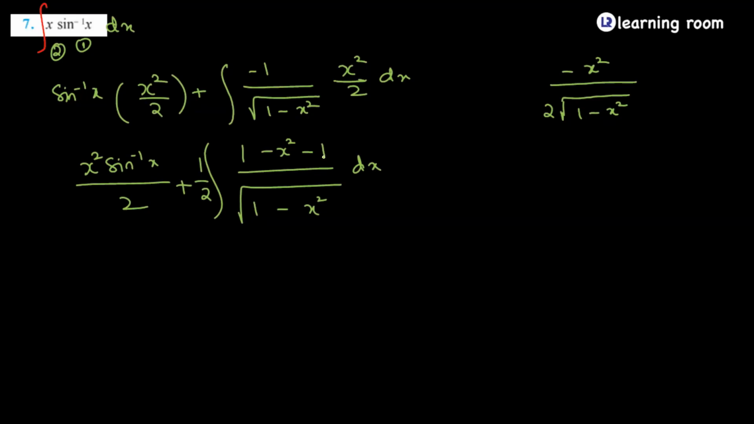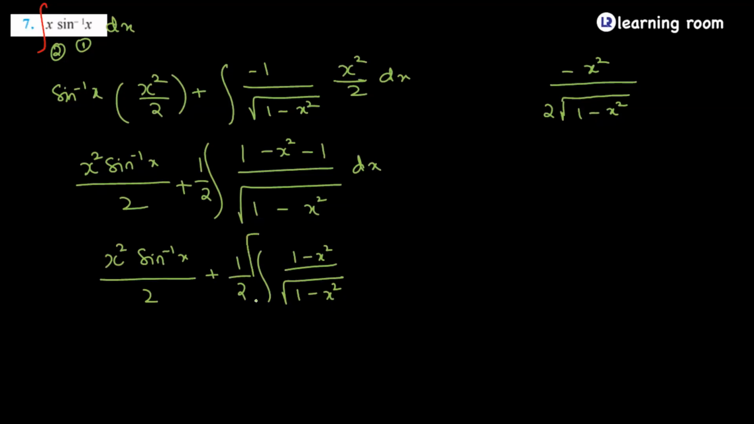Are you able to understand? Is it still balanced? Yes. So here you have x square sine inverse x divided by 2 plus half into the integral of, what are you going to have? 1 minus x square divided by root of 1 minus x square, minus, so I'll put a bracket here, minus the integral of 1 by root of 1 minus x square dx. Are you able to understand this?